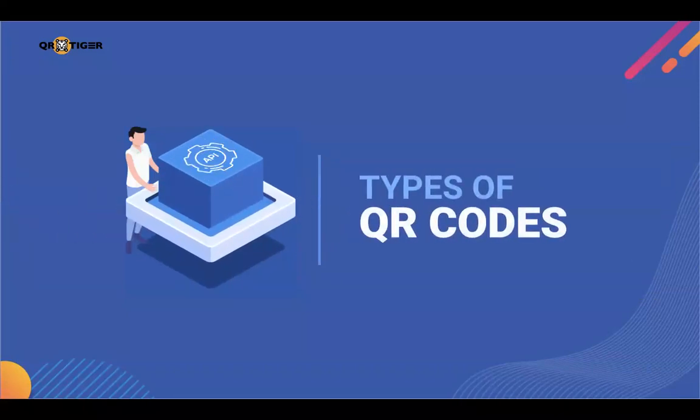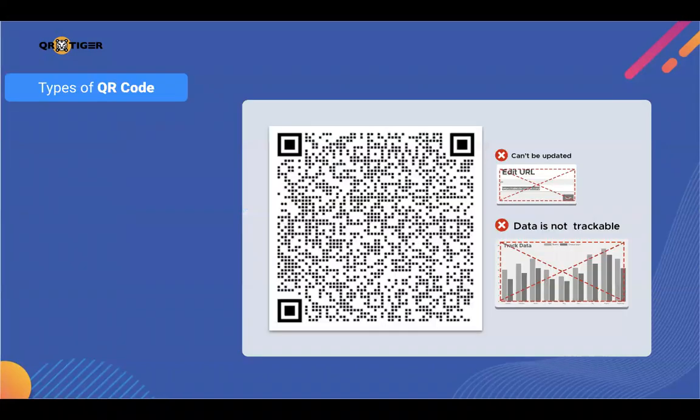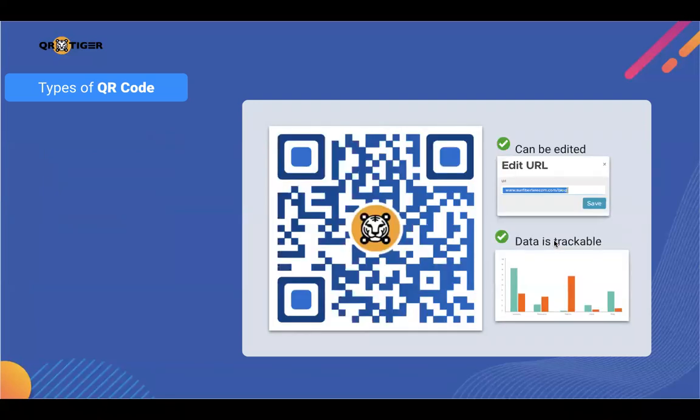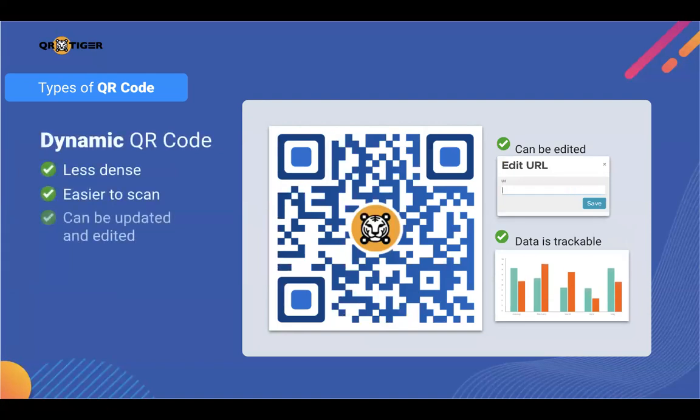So the types of QR codes: there are 2 different types, static and dynamic. The first being static. A static QR code is fixed and dense, hard to scan, and cannot be edited. It'll look something like this. It has a ton of little pixels here. We're not able to update or change the URL, and we're not able to see any of the analytics behind it. Whereas a dynamic QR code is way less dense, easier to scan, it can be updated and edited, and we are able to track all of those analytics.